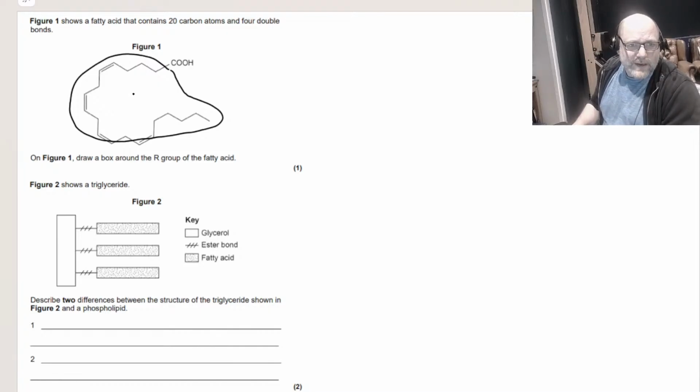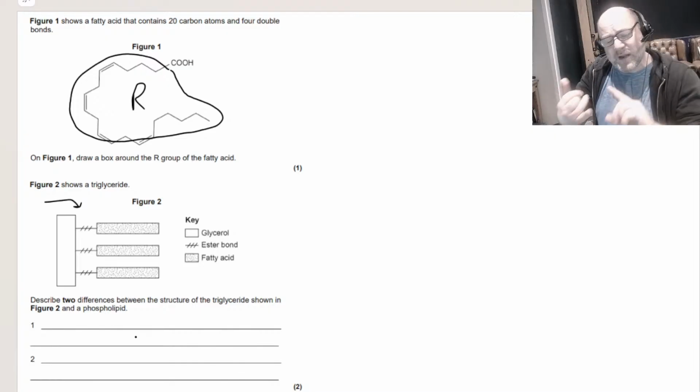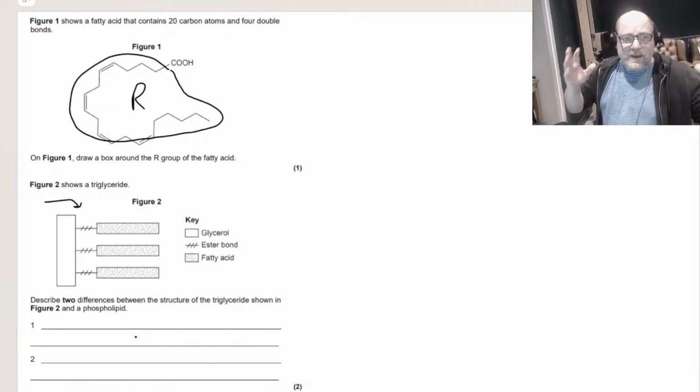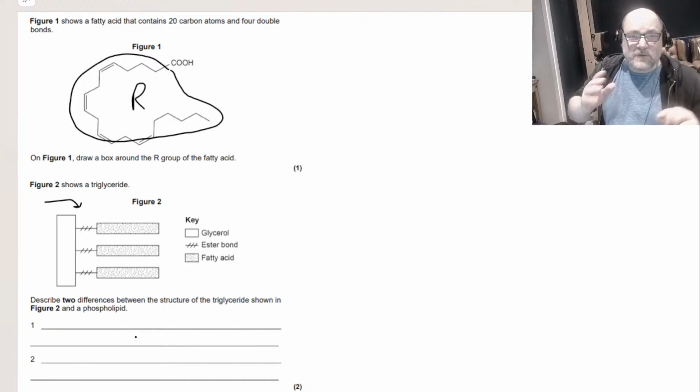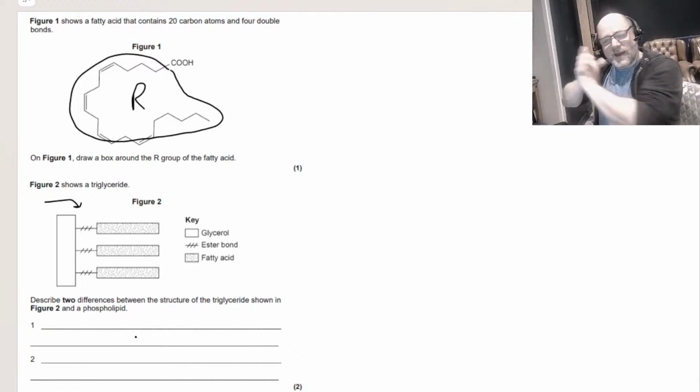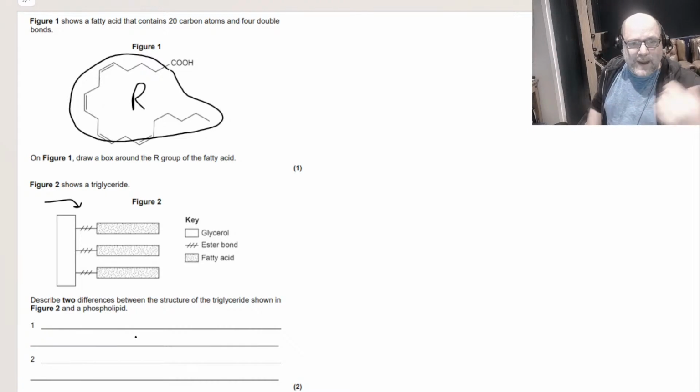Coolio. Right, let's move on quickly off of this question because I want to get onto the actual membrane. Describe 2 differences between the structure of the triglyceride shown in figure 2, this one here, which we just looked at, and a phospholipid. Very common question if you're studying EdExcel, OCR or AQA, to compare and contrast a phospholipid and a triglyceride. So what are the main differences?